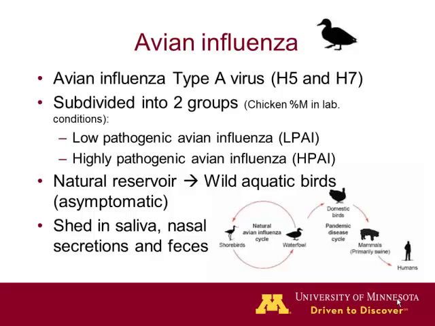For both types of viruses, there are more low pathogenic and very few highly pathogenic strains. But wild aquatic birds are the natural reservoir, and in these animals the disease is completely asymptomatic. The virus is shed in saliva, nasal secretions, and feces in these animals.